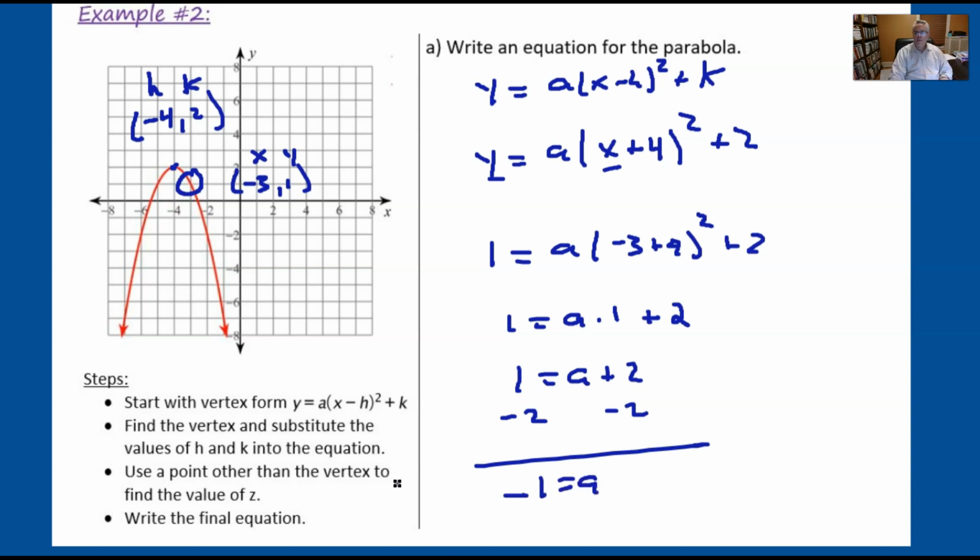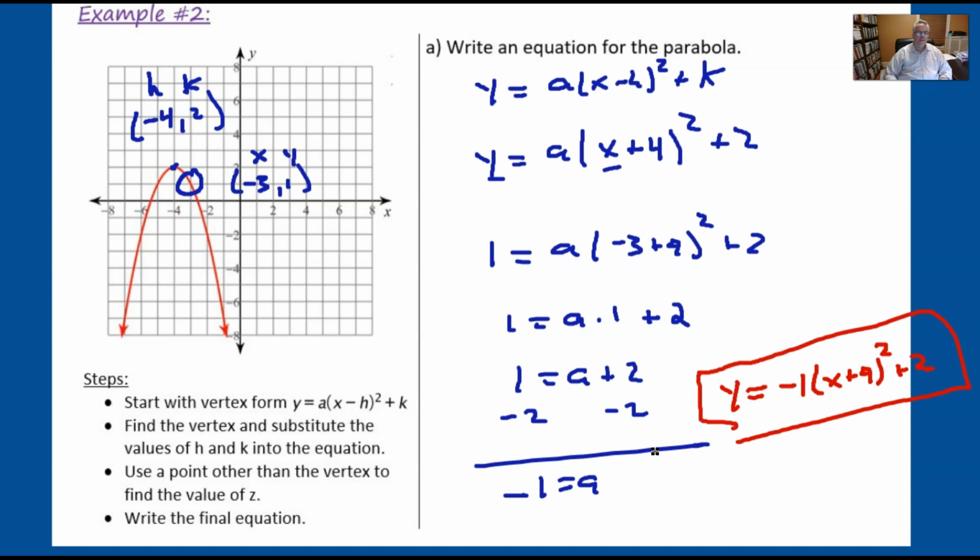That makes sense. This parabola is opening downwards. All right, let's write the final equation. So I'll put it here. y equals a, well, it's -1, times x plus 4 squared plus 2. That's the equation for this parabola.